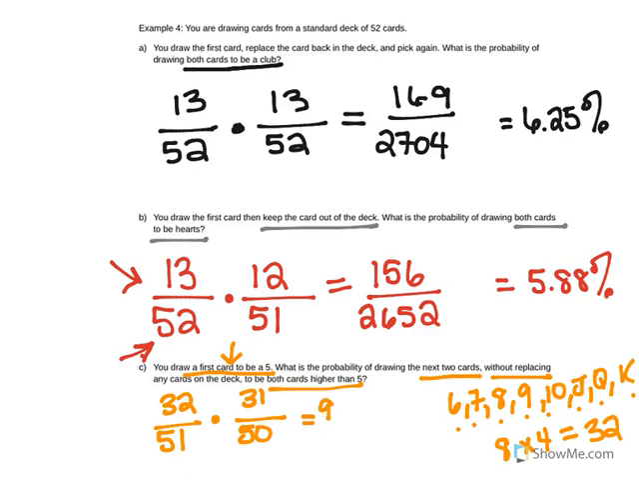So multiply the tops, we would get 992, and on the bottom, 51 times 50 is 2550. If we divide those and times by 100, it's 38.9%. So you have a pretty good likelihood of getting a higher card there.